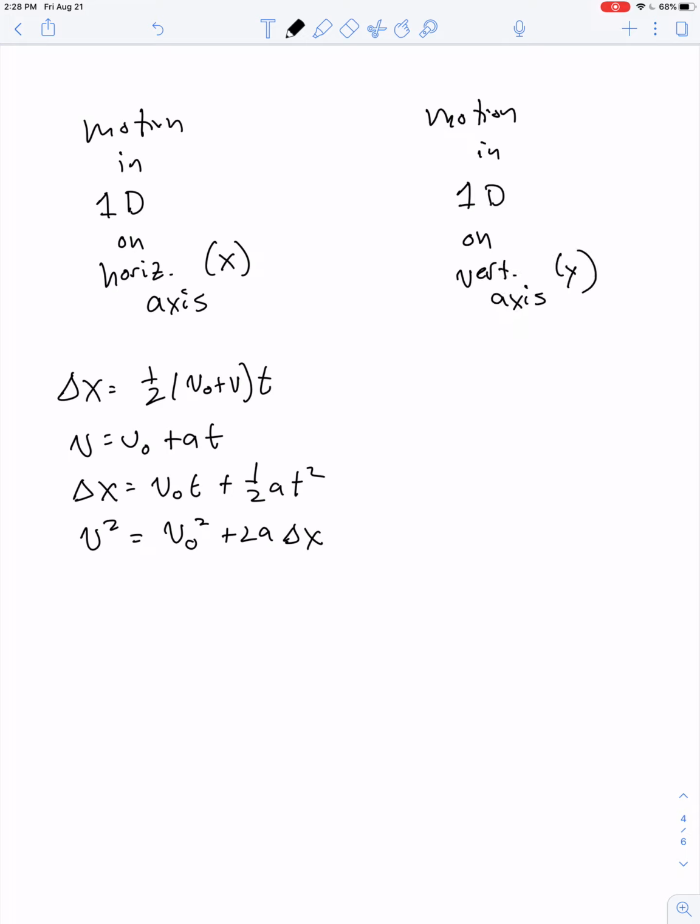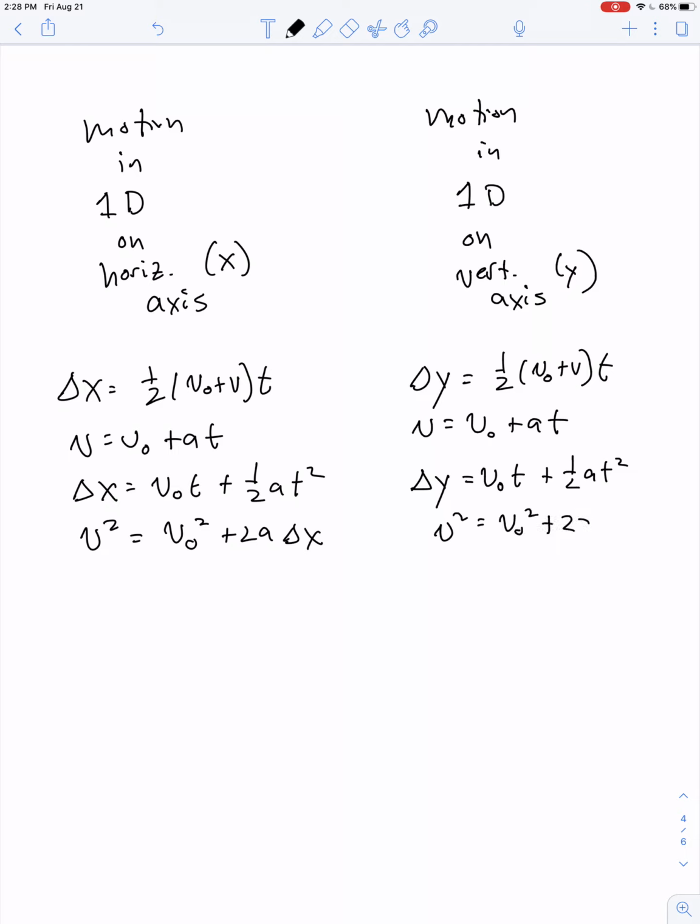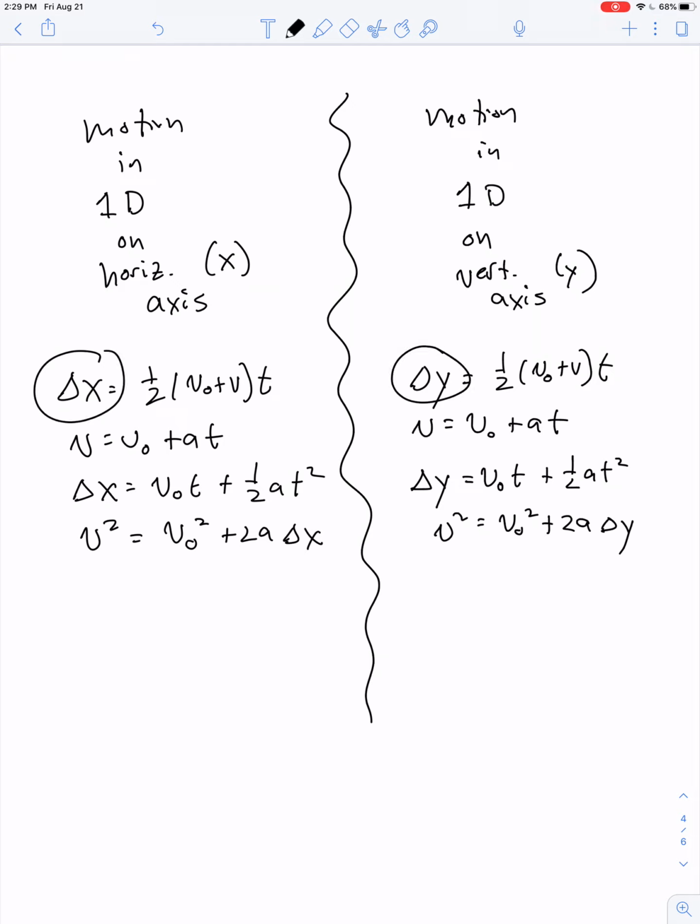Then we can study motion in 1 dimension on a vertical axis, or on the y-axis. That just changes the equations ever so slightly, and we get delta y equals 1/2 (v naught plus v) times t, v equals v naught plus at, delta y equals v naught t plus 1/2 at squared, and v squared equals v naught squared plus 2a delta y. We don't really have to write it out as a separate list of equations. Just know that there's more than one symbol for displacement. When things displace along the horizontal axis, we use x, and vertical, we use y.